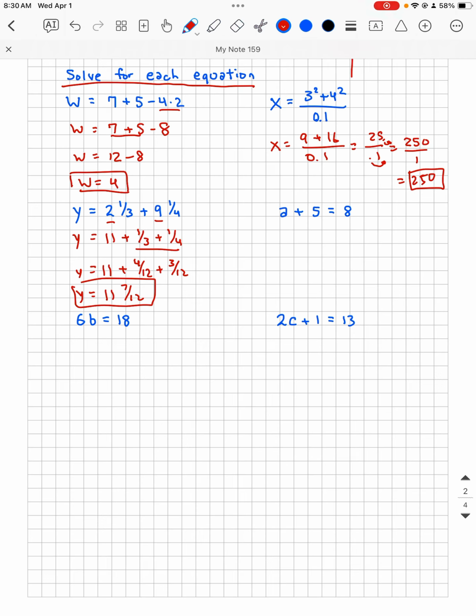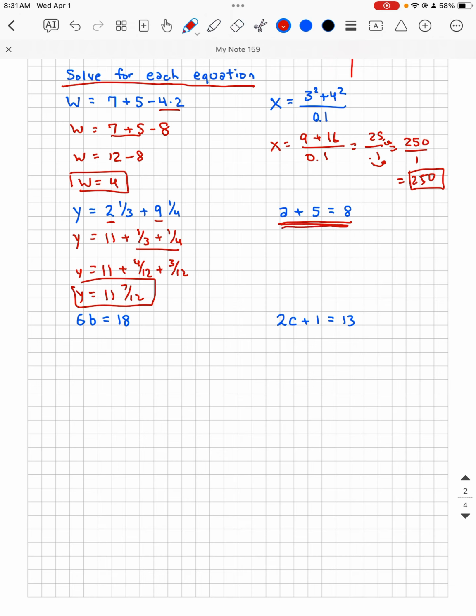Okay. As for the last three problems, this is a little bit tricky because this is, again, looking ahead just so that you can see where we're going. Notice now our equation is a plus 5 is equal to 8. Well, this time we don't have everything all on one side, but we can think of it this way to help us figure it out a little bit easier.